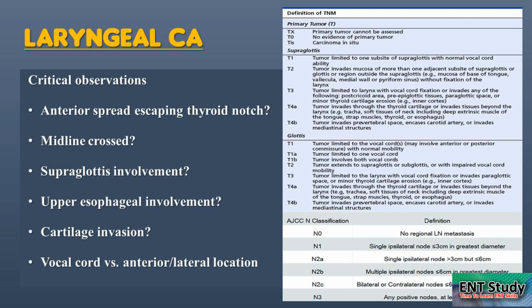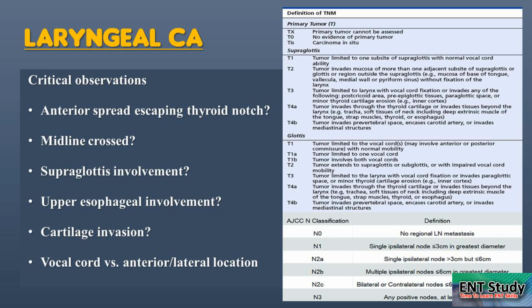Okay. So critical when you are looking at the very long set of slides you see, these are all the slides we look at when we are reporting a CT scan. But the most critical observations are: is there anterior spread, is it crossing the notch of the thyroid V on the axial image? That is very important. Has it crossed the midline, either superiorly or inferiorly, anteriorly or posteriorly? Second, is there supraglottic involvement?